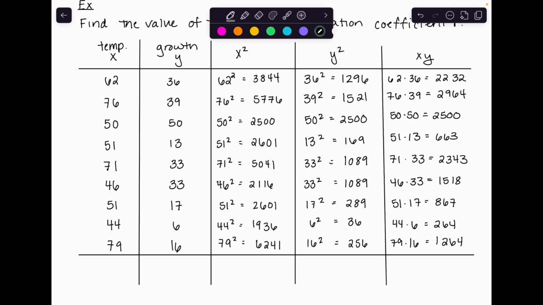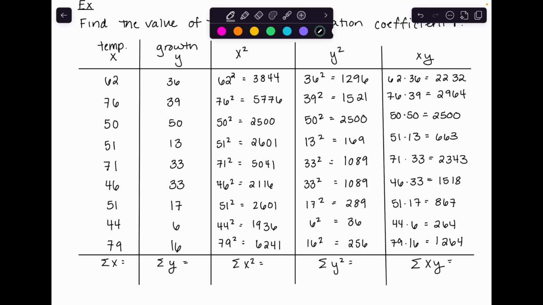Okay. So what I'm gonna do in this bottom row is I'm then going to take all of these data values and add them together. So what this result will be is if we sum up X, this result is if we sum up Y, this result is if we sum up X squared, this is the sum of Y squared, and this result is the sum of XY. And these are all the things I need for my linear correlation coefficient formula.